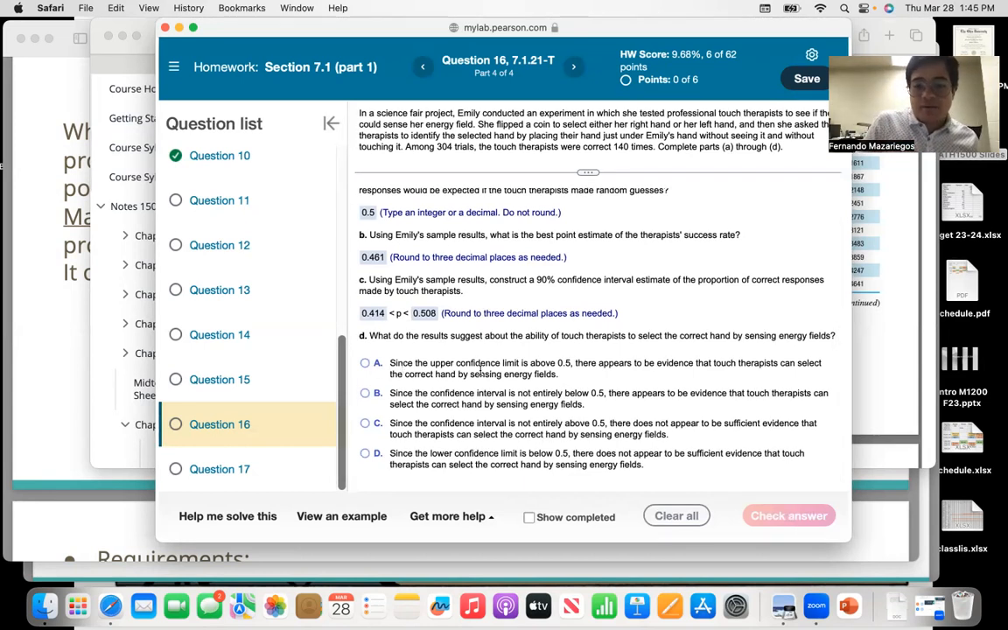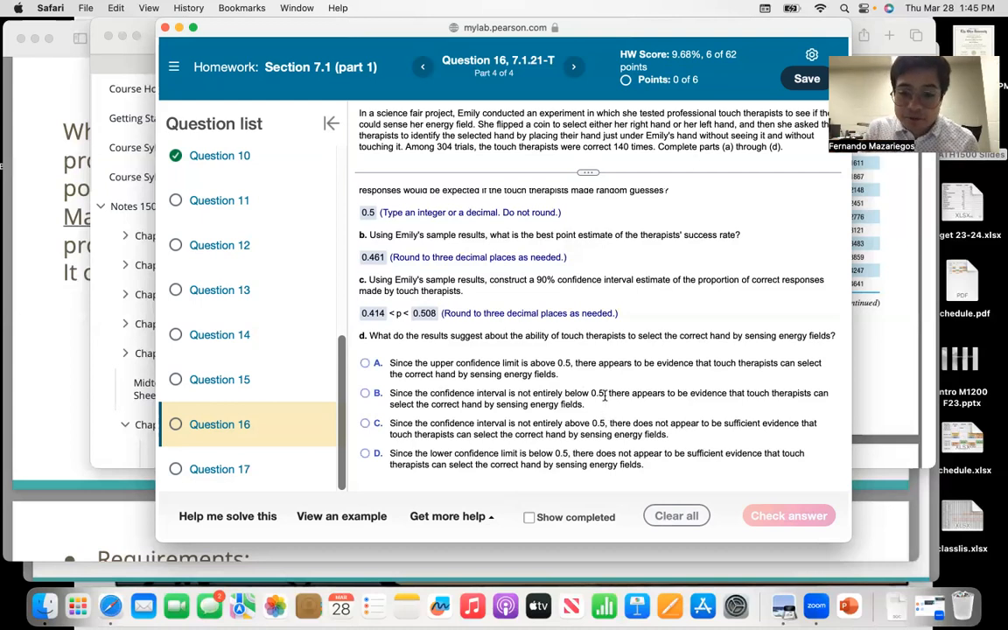Option A, since the upper confidence limit is above 0.5, there appears to be evidence that touch therapists can select the correct hand by sensing energy fields. But we also have the lower limit being below 0.5. Maybe not option A. Since the confidence interval is not entirely below 0.5, there appears to be evidence that touch therapists can select the correct hand by sensing energy fields.